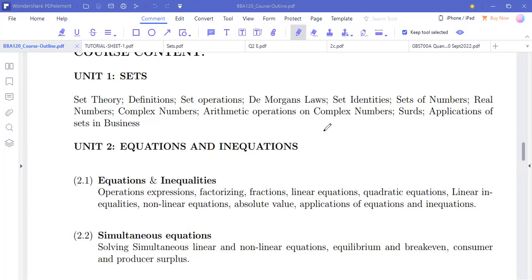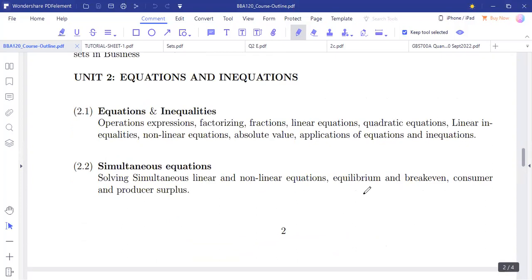Then we'll look at unit 2, which has equations and inequalities, or inequations, where we're going to discuss simultaneous equations and how to even plot equations. So we're going to look at the non-linear and the linear equations. We're going to look at expressions of equations using fractions, linear equations, and quadratic equations.